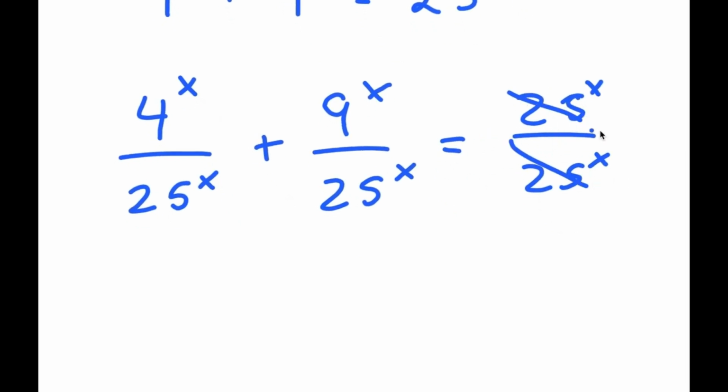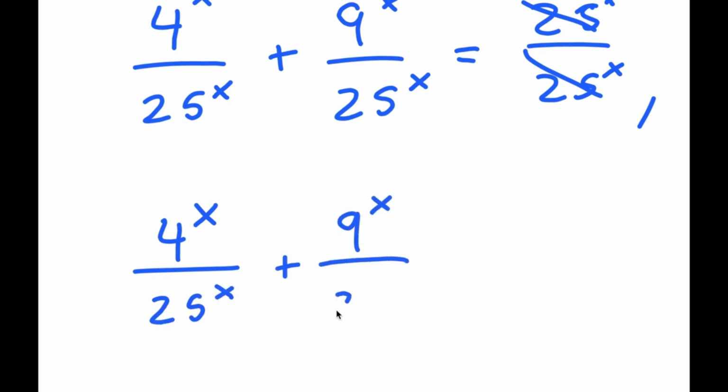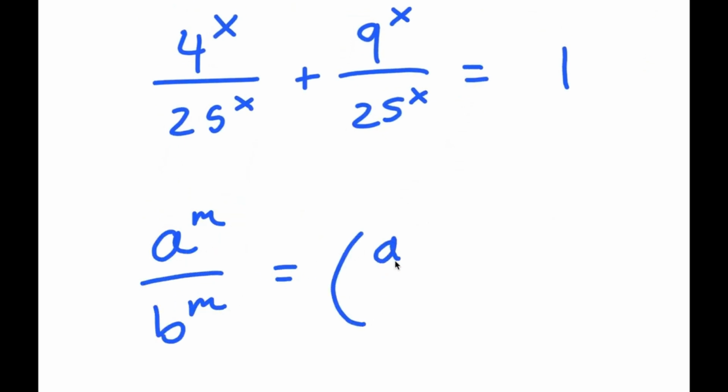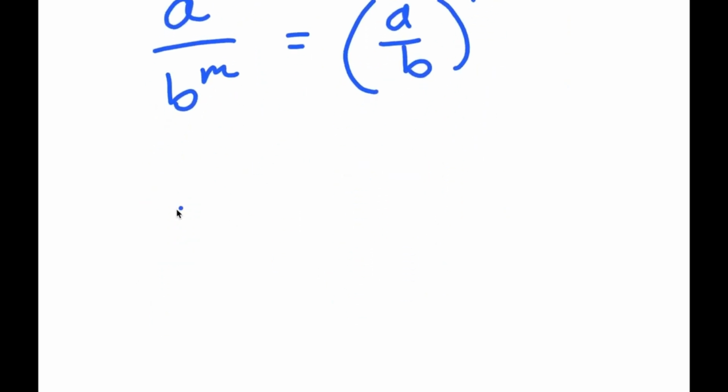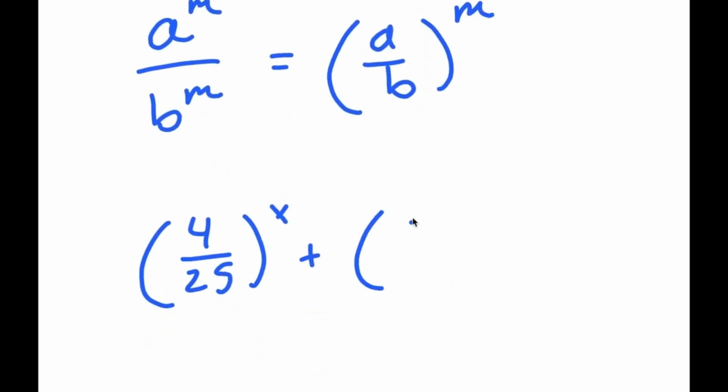Now the 25 and 25 cancel out for 1, so now I have 4 to the power of x over 25 to the power of x plus 9 to the power of x over 25 to the power of x is equal to 1. Now if I have something in the form a to the power of m over b to the power of m, this is equal to a over b to the power of m. So 4 to the power of x over 25 to the power of x turns into 4 over 25 to the power of x. And 9 to the power of x over 25 to the power of x turns into 9 over 25 to the power of x.